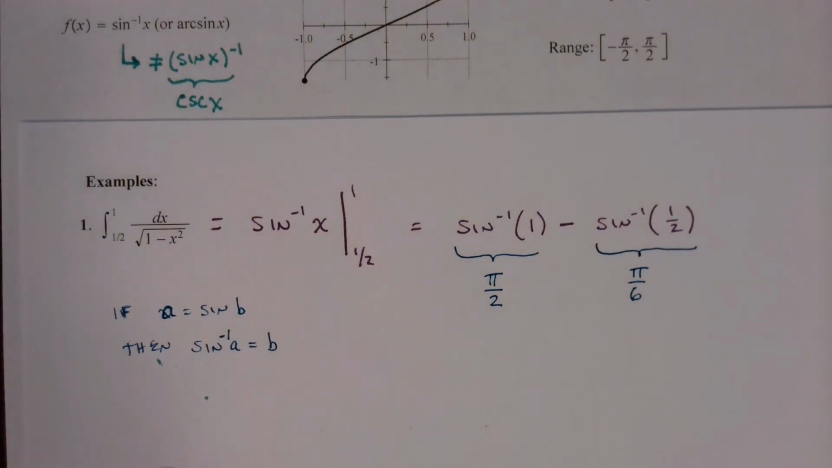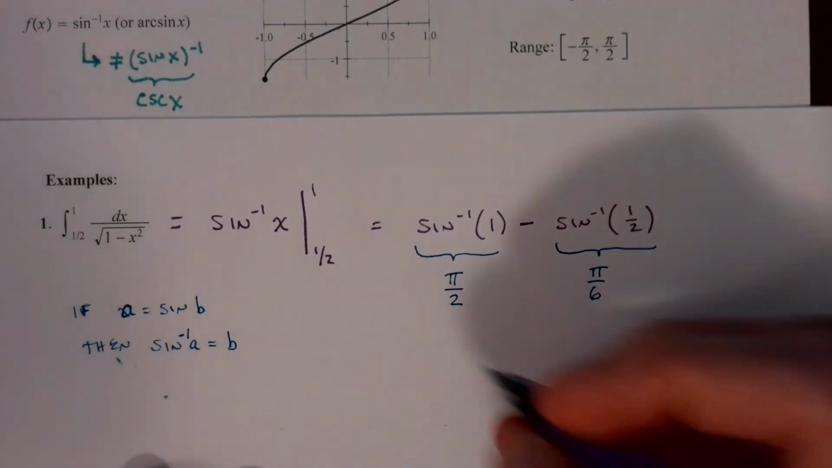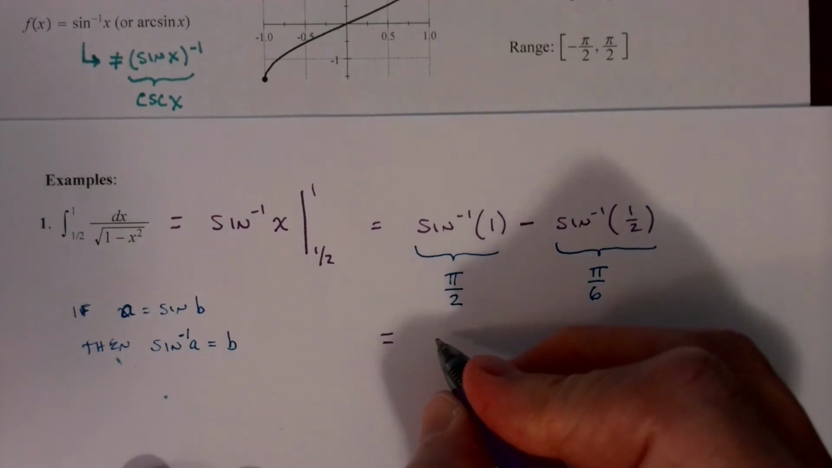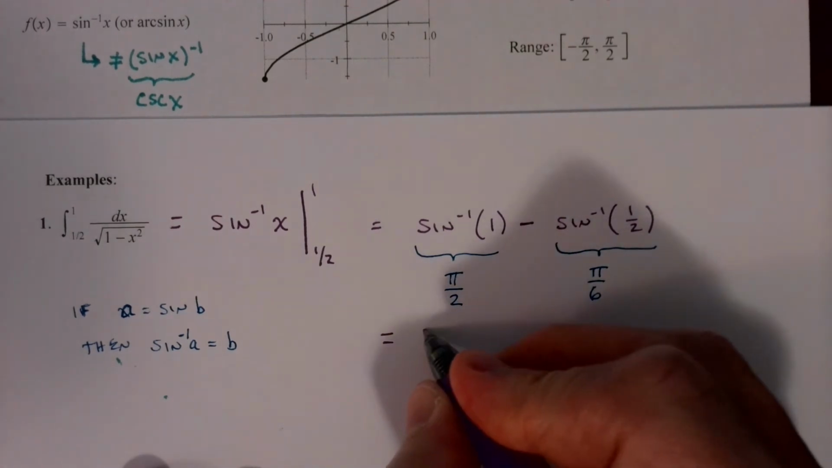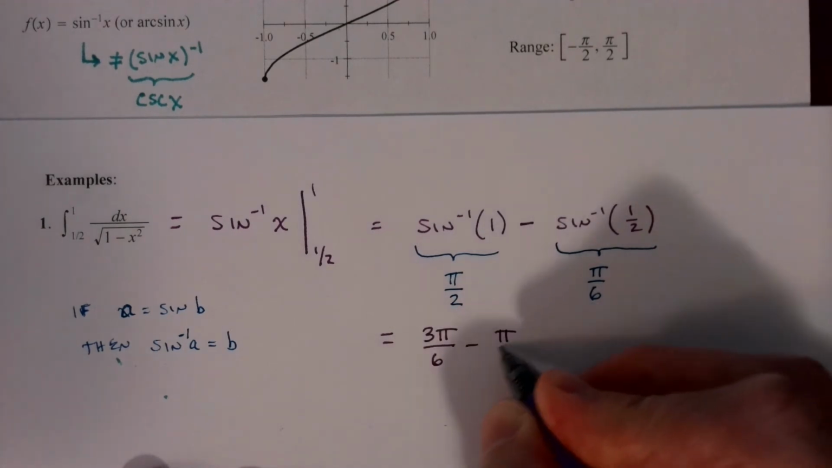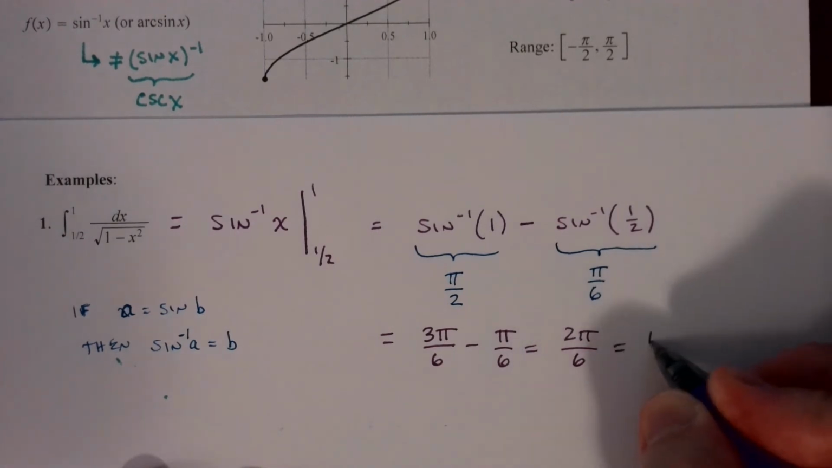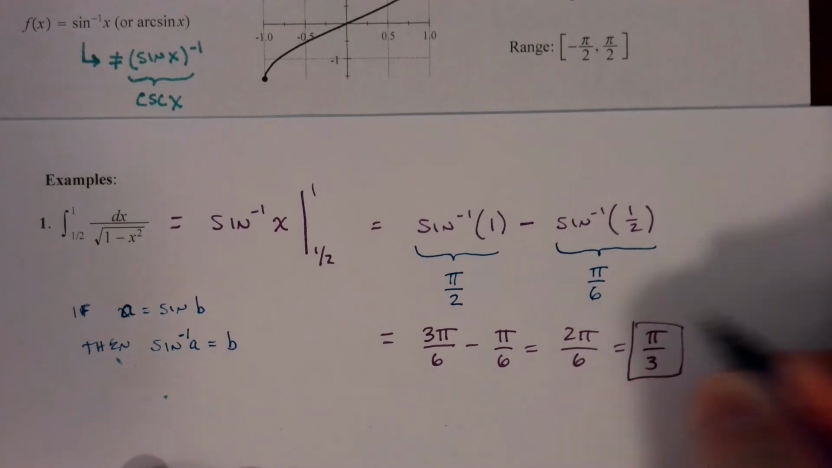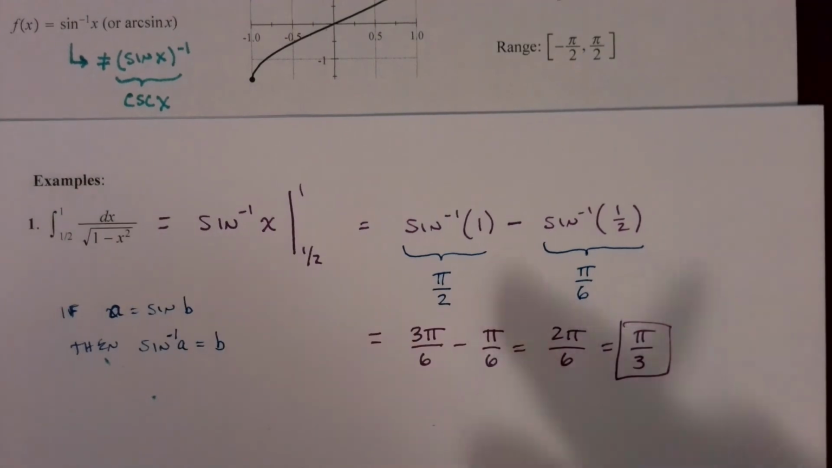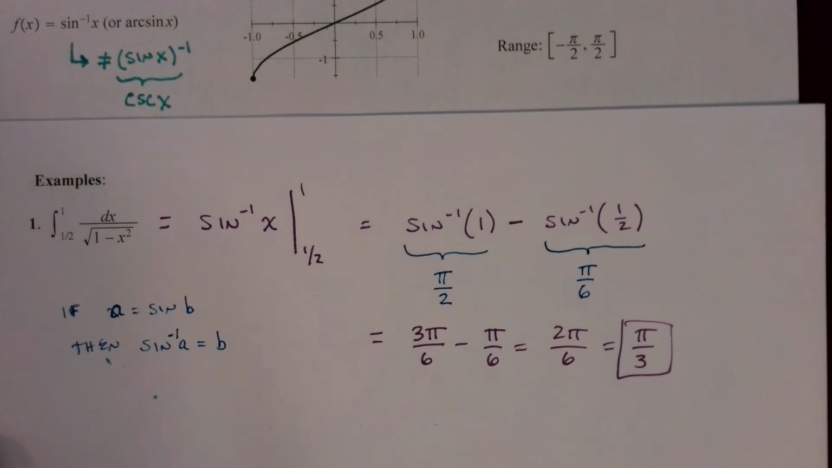Okay, so you need to be able to find these exact values. And once we do so, we have our answer: pi over 2 minus pi over 6. If I want to combine this as 1, I put them over the common denominator of 6. So pi over 2 is 3 pi over 6, and I get 2 pi over 6, which of course simplifies down to pi over 3. Okay, so make sure you are able to find the exact value of the inverse sine, inverse tangent, using the unit circle to do that.